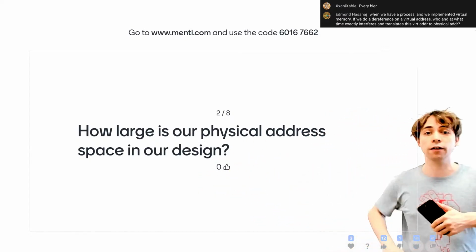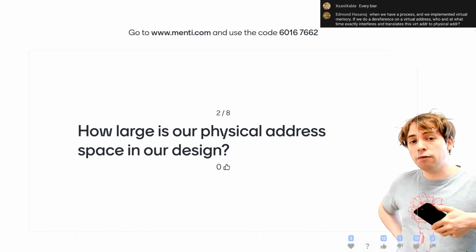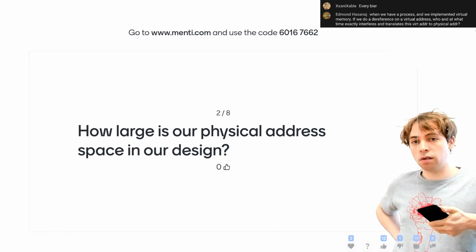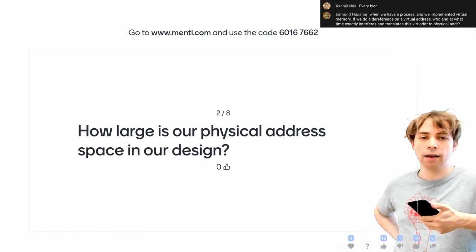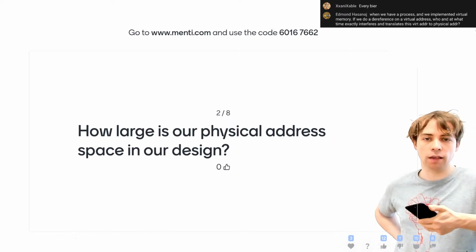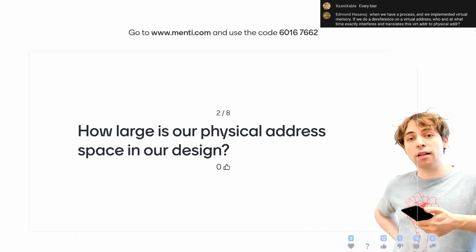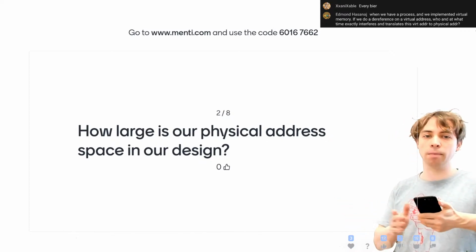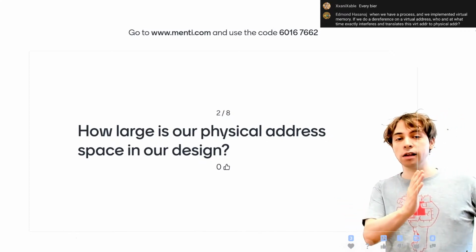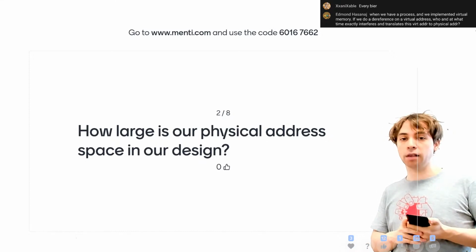How large is our physical address space in our design? In our design, the physical address space is maybe 48 bits, but it could also have a different size. 52 bits would also be fine. We don't really care about the size. It has to be less than 64 bits. 64 bits is the upper limit for the physical address space, and until this size, our design would still work in the same way.